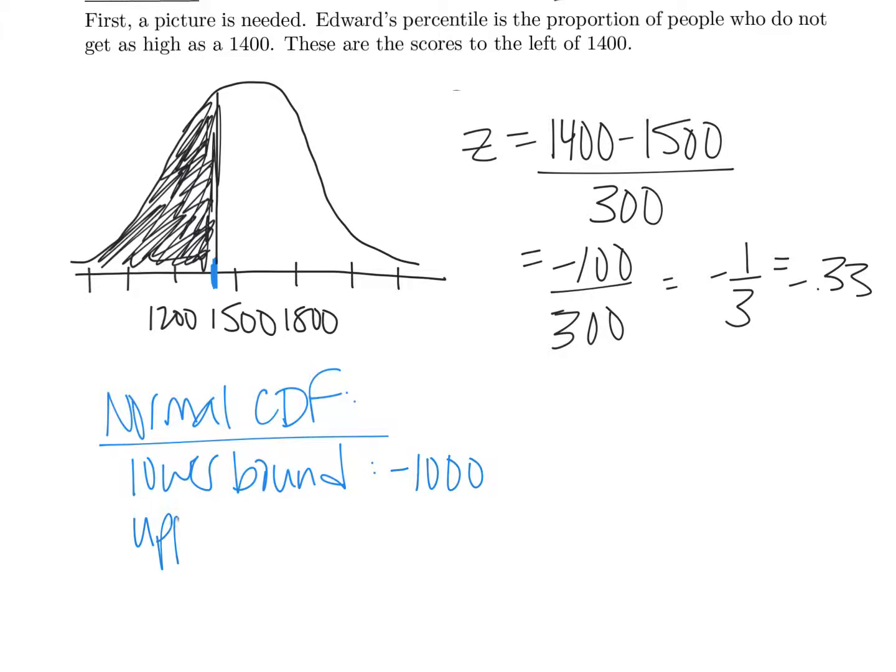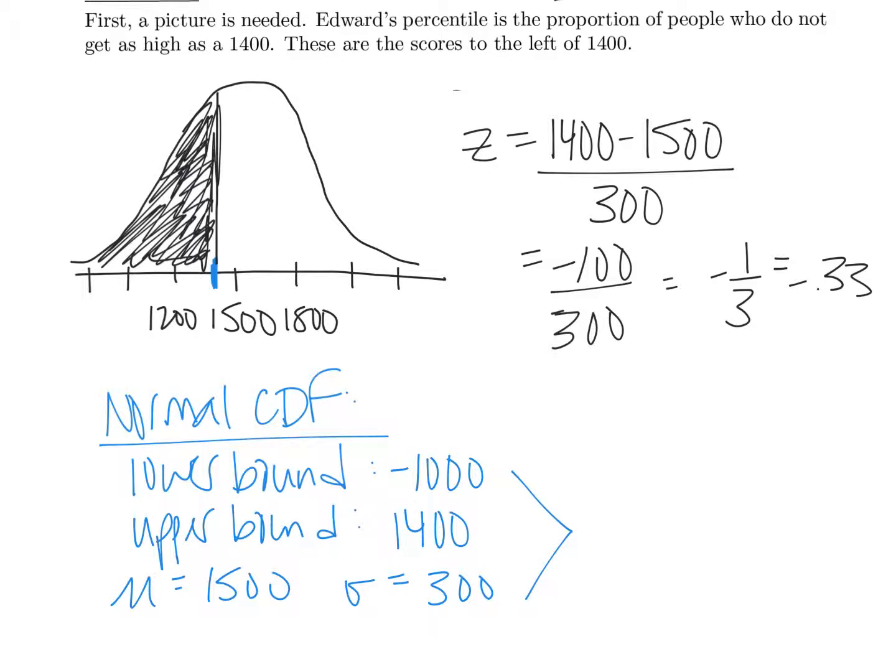What does matter is the upper bound. We want to stop this shading exactly where Edward's score was, so that was 1400. And then, of course, it's going to ask you for the mean again, which is 1500, and the standard deviation, which is 300. And that is going to spit out an area, which is 0.3694. Considering the entire area would just be 1, 0.3694 underneath the curve converts into the 37th percentile.